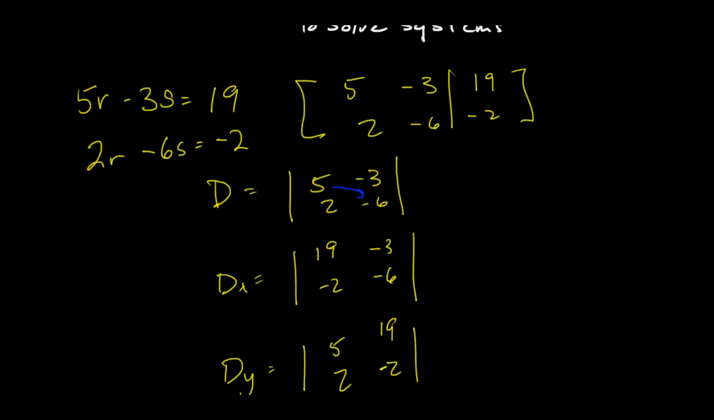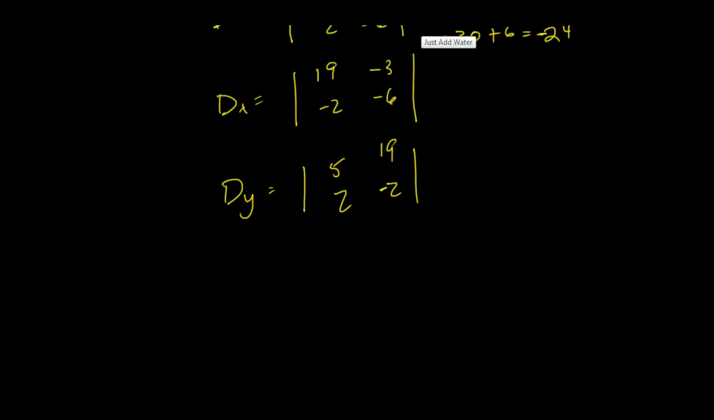5 times -6 is -30, and we're going to subtract from that -3 times 2, which will be a minus a -6. -30 minus a -6 is the same as saying -30 plus 6, or 24, and that's a -24. So that's our D. Our D of x will be 19 times -6, which will be -114, and we'll subtract from that. Negative times a negative is a positive. 3 times 2 is 6. So -114 minus 6 gives me -120.